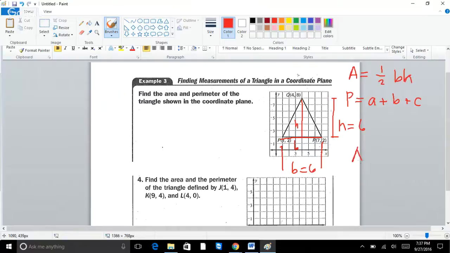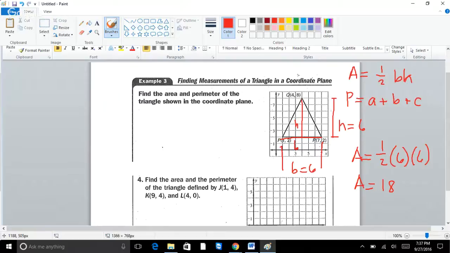So to calculate the area, I'm going to do 1/2 base, which is 6, times height, which is 6. And if I calculate that, I get the area is 18 units. We don't know what we're measured in. The little bit trickier part is going to be finding the perimeter.